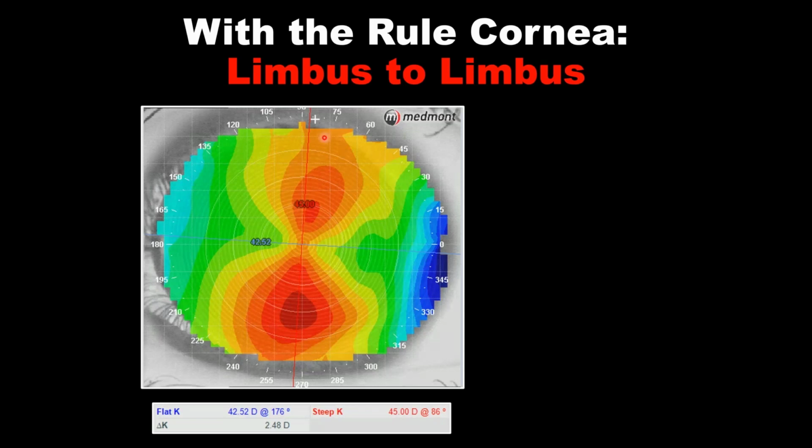Here's a patient with limbus to limbus corneal astigmatism. Notice the hot meridian runs from one side of the eye to the other. We have 2.5 diopters of corneal astigmatism. So the central corneal astigmatism is a reasonable level, but look at the periphery. Your peripheral cornea also has toricity. So we have both the central corneal astigmat, but also a peripheral corneal astigmatism.